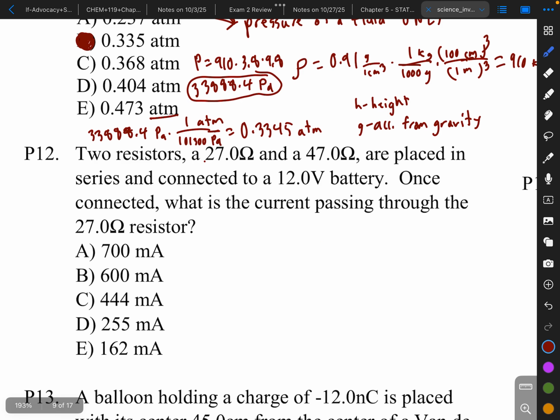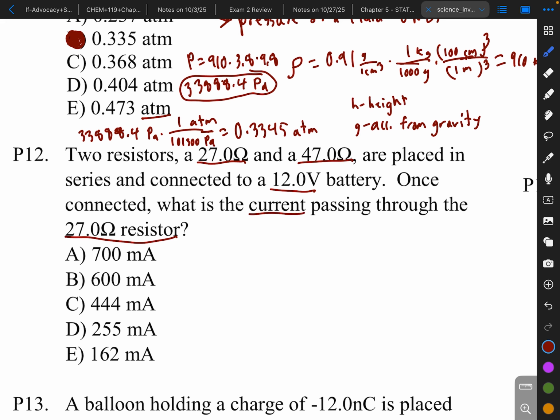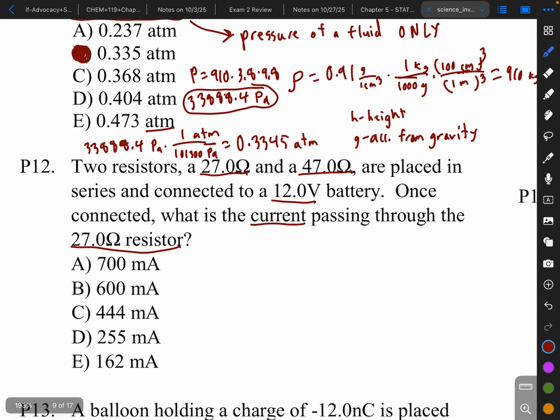For number 12, we have 2 resistors, 27 ohms, 47 ohms. They're placed in series and connected to a 12-volt battery. And we're trying to find the current passing through the 12-ohm resistor. So this one you're going to have to go a little bit into circuits, but luckily it's a series circuit. It's relatively a little bit simpler.